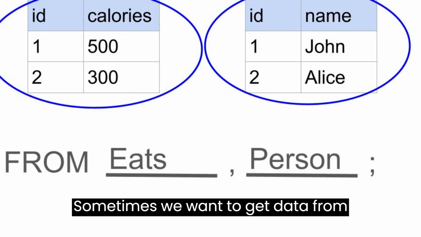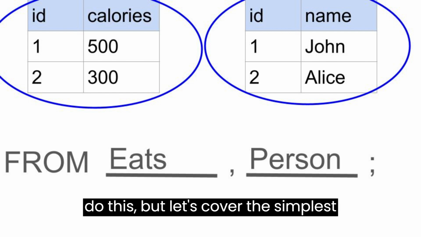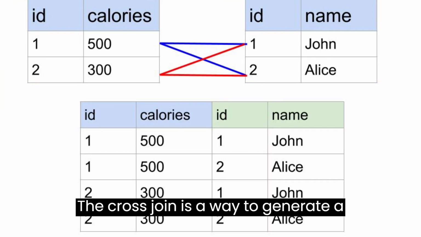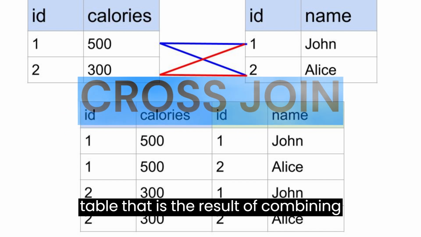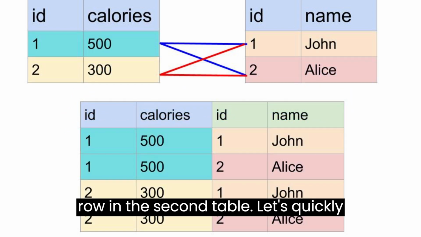Sometimes we want to get data from multiple tables. There are many ways to do this, but let's cover the simplest way. The CROSS JOIN is a way to generate a table that is the result of combining every row in the first table with every row in the second table.